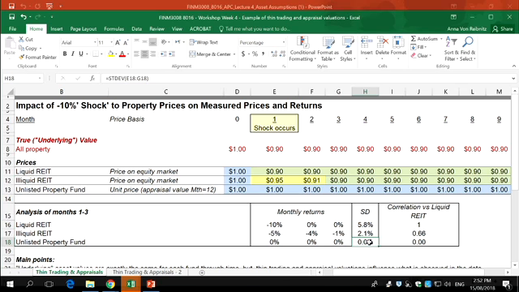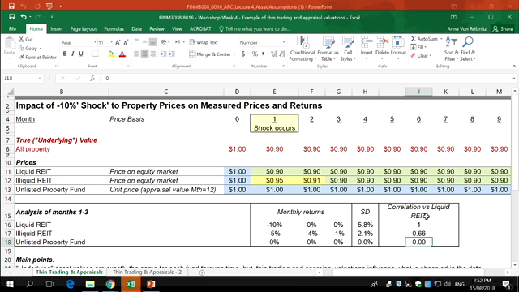It understates your volatility. It also understates the correlation between asset classes because it looks like the illiquid REIT and the unlisted property fund do not have a perfect correlation with the liquid REIT. So it looks like you can combine them to lower your risk. But in reality, they all have the same fundamental value. It's just not being recorded in the price. Right? So it now looks like you've got understated risk and overstated diversification potential. And I've put that there.